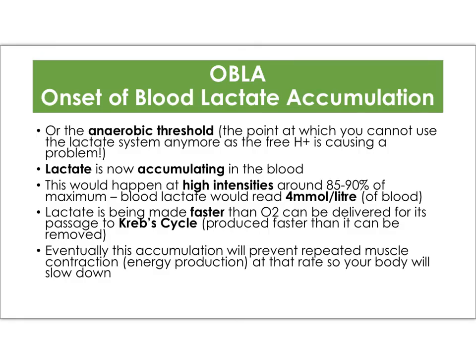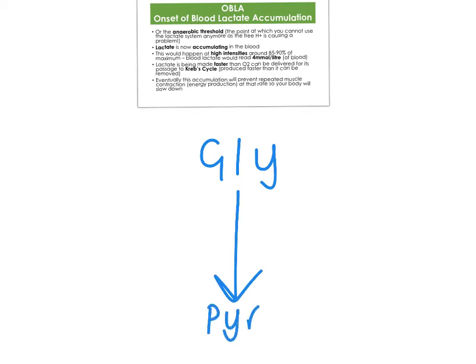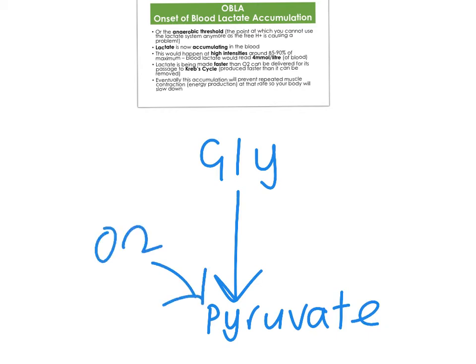So the final thing I want to talk to you about is the onset of blood lactate accumulation. So we know what lactate is. We know that it causes us pain in the muscle cell, and we know why we have it. So let's just recap why we do get OBLA, and that is because we use glycolysis and we partially break it down to pyruvate, and at this point there is not enough oxygen coming in to join with pyruvate.